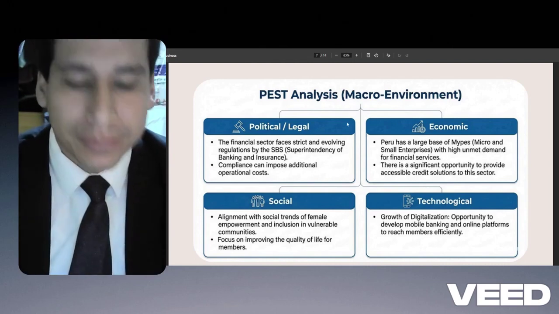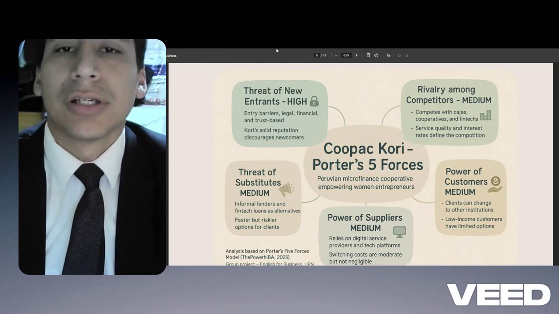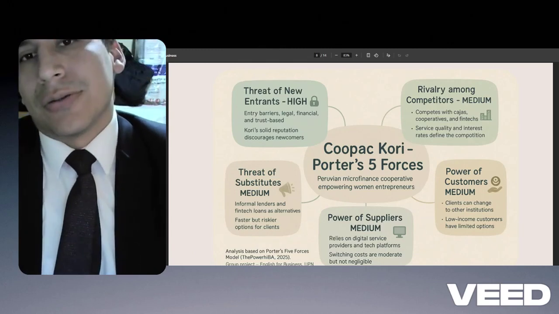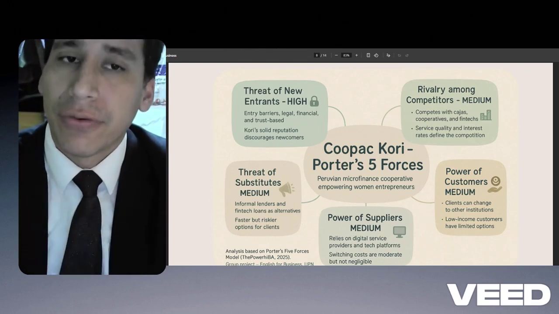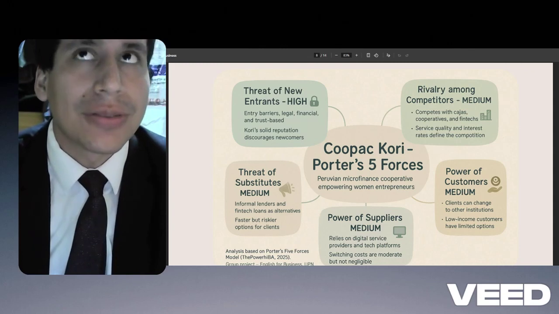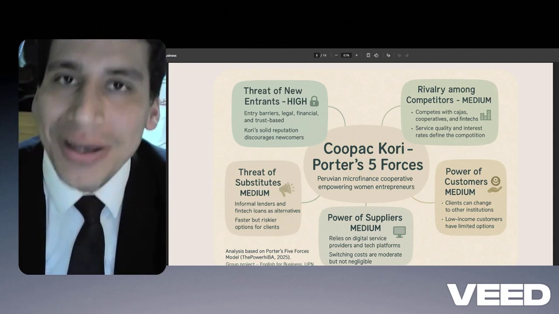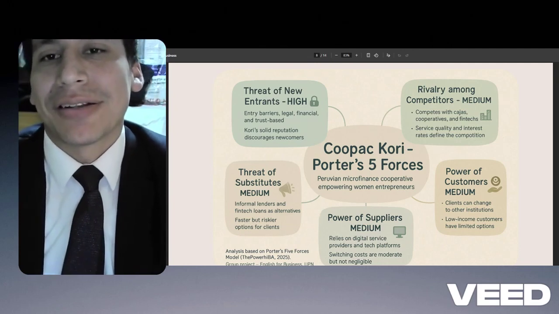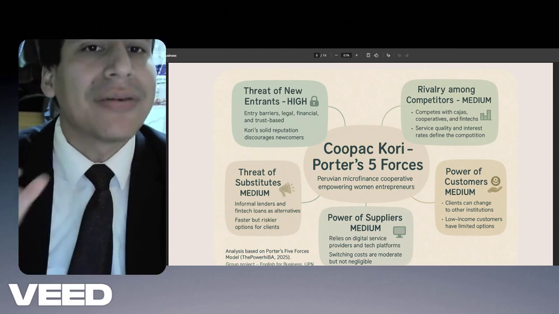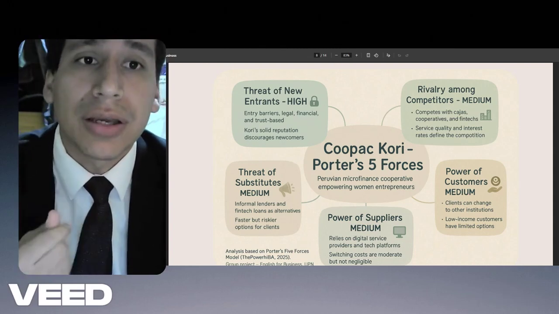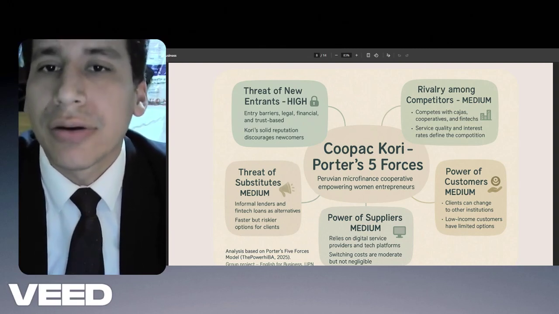Now for the Coopac Corey Porter 5 Forces. Let's zone in on the industry using Michael Porter's 5 Forces. Now, Porter's forces we learned in week 7. First, the threat of new entrants is high. Even though Corey has a good reputation, the market is attractive to many new competitors wanting to enter.